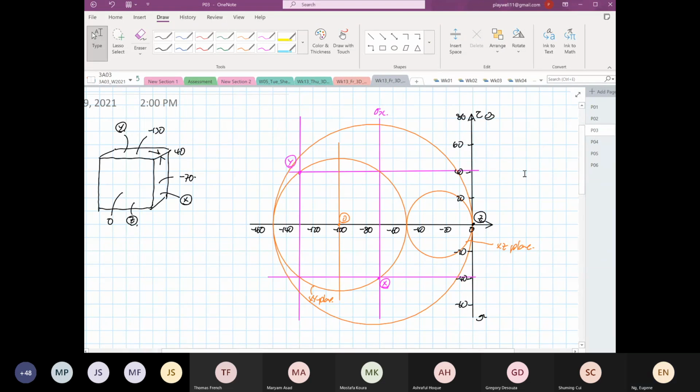Okay. Everyone, are you okay with that? I think it's a good example to show, if you are given this, how to draw the 3D Mohr's circle. There you go. Okay. So the final one, this is your YZ plane.